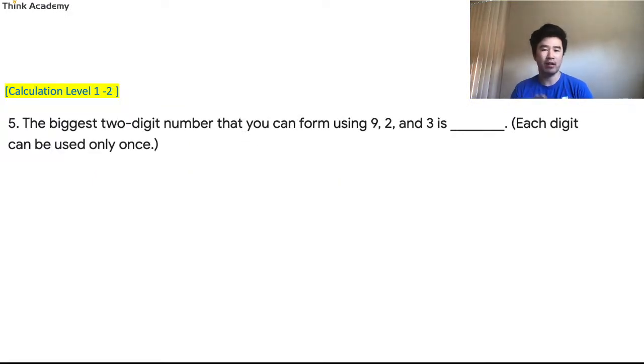This problem is in our mock test, and less than 80% of students got it right. So let's double check this problem. Here, we have the biggest 2-digit number that you can form using 9, 2, 3. And here we have a parenthesis: each digit can be used only once. So here guys, I give you about 30 seconds. Read this problem one more time, and also use your pen on your paper, circle out some keywords we need to pay attention. All right, take your time.